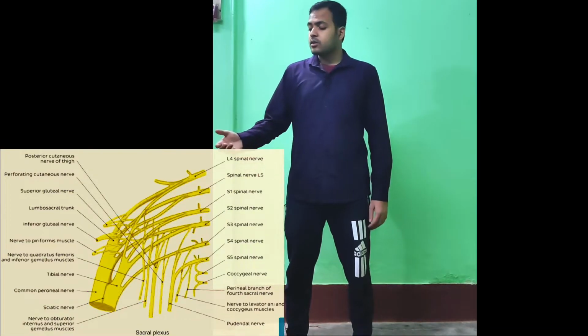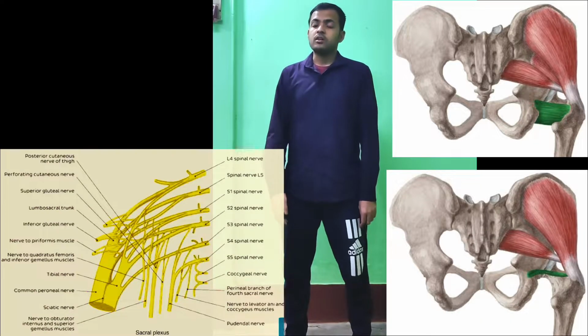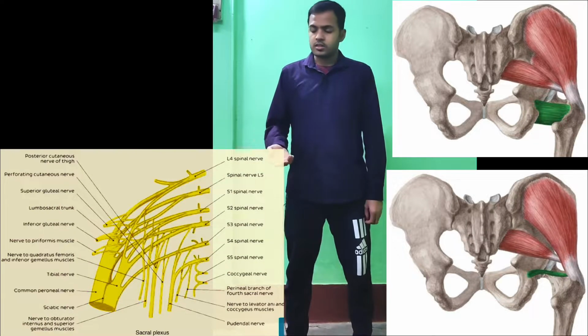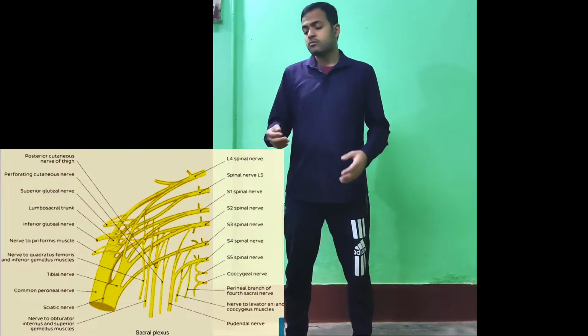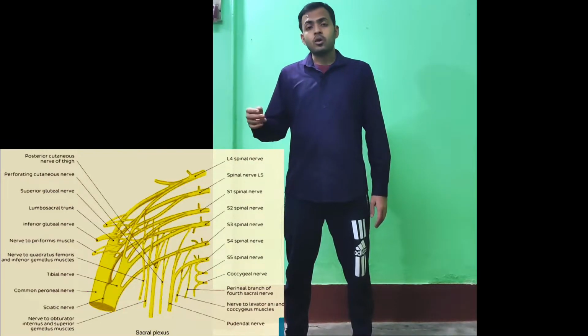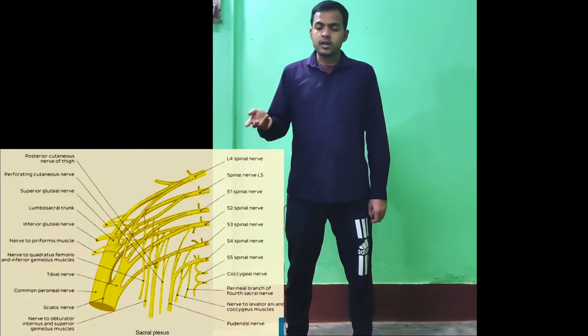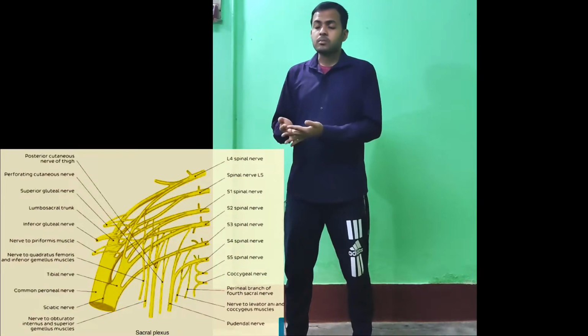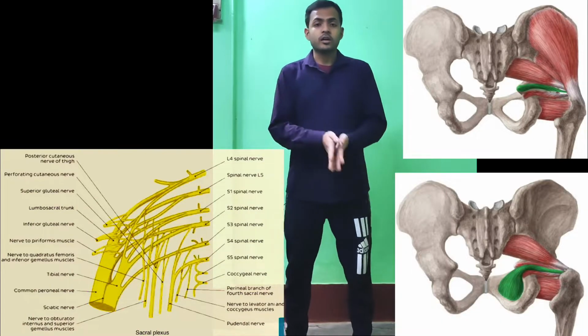Okay, next is our nerve to quadratus femoris and gemellus inferior muscle. As you know already, this nerve supplies our gemellus inferior muscle and quadratus femoris. That's it. Next comes our nerve to obturator internus and gemellus superior muscle. By the name you can guess that this nerve supplies our gemellus superior muscle as well as obturator internus muscle.